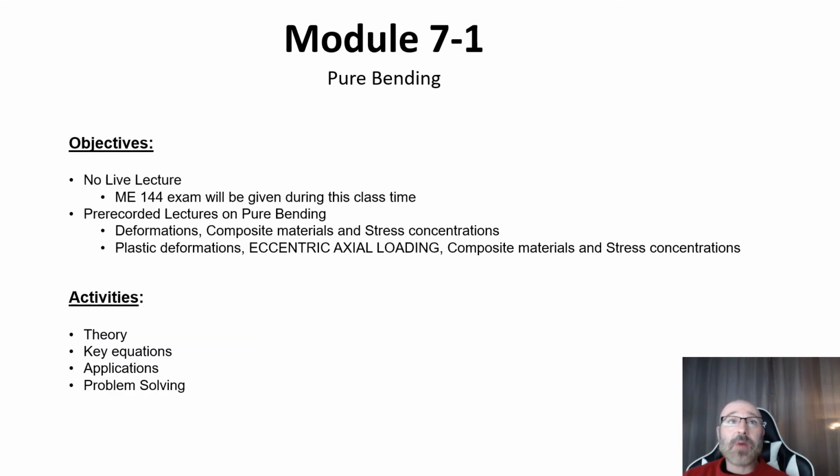So as we take a look at module 7.1, we're actually going to break this into 2 sections. This is going to be 7.1a and 7.1b. So 7.1a and 7.1b are going to be the review of pure bending relating to chapter 4 in this textbook here, and relating also back to your ME 14 course. So this is going to cover the topic of pure bending here. Again, there's no live lecture for that Tuesday. This is going to be the time dedicated for the ME 144 exam.